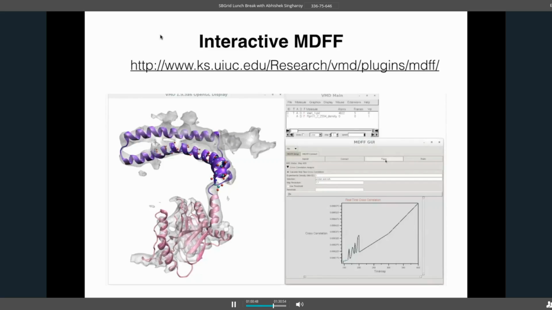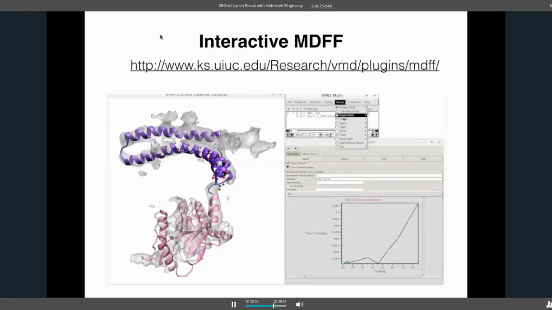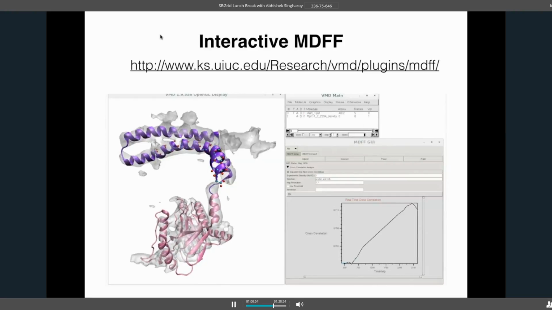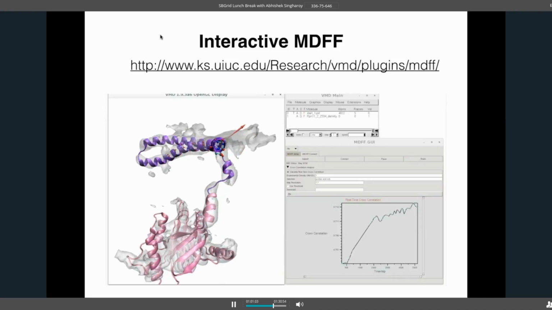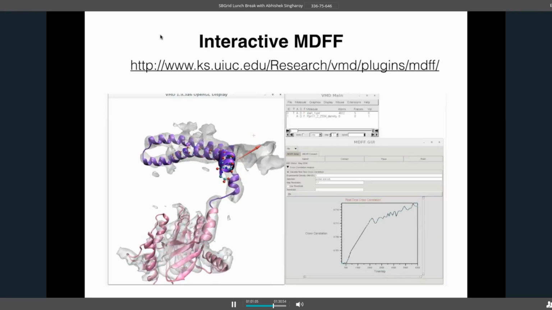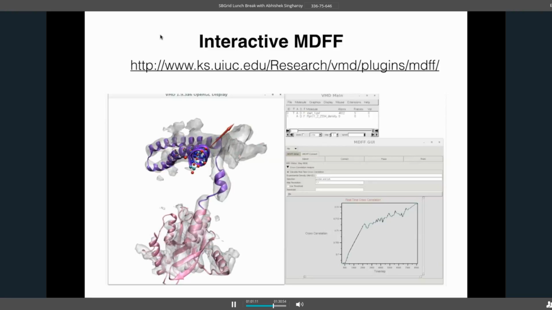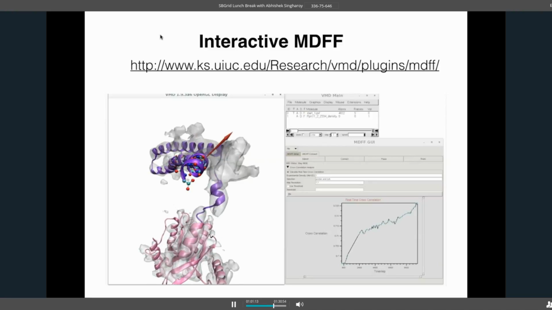Next, we also wanted to give the user an option of working interactively, for example, like Coot. There are a couple of differences. The fact is that you are solving Newton's equations of motion while you are pulling or pushing a piece of protein inside the density. Basically, this prevents you from doing something really unphysical, and your geometry still remains good.